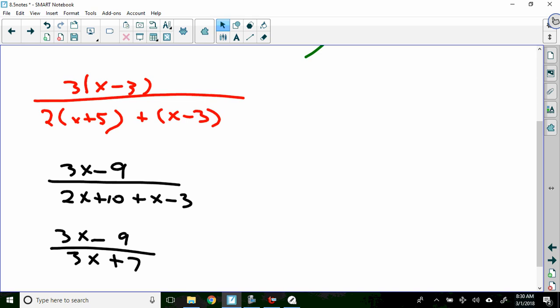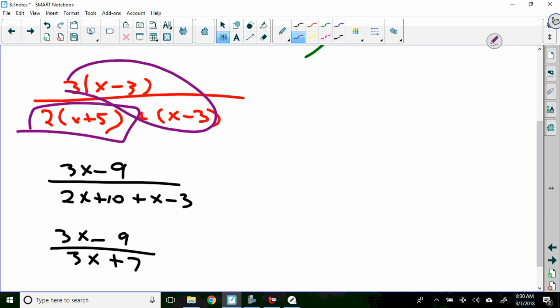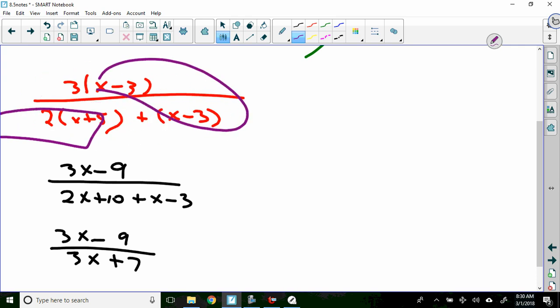I see exactly what you're asking. The question is, could we cancel this x minus 3 and this x minus 3? The only way we could do that is if this term here had an x minus 3 in it, and it doesn't. But I was wondering that myself too. I'm glad you asked. You can't cancel this x minus 3 with this one because this other term doesn't have that as a factor also. Really good question.